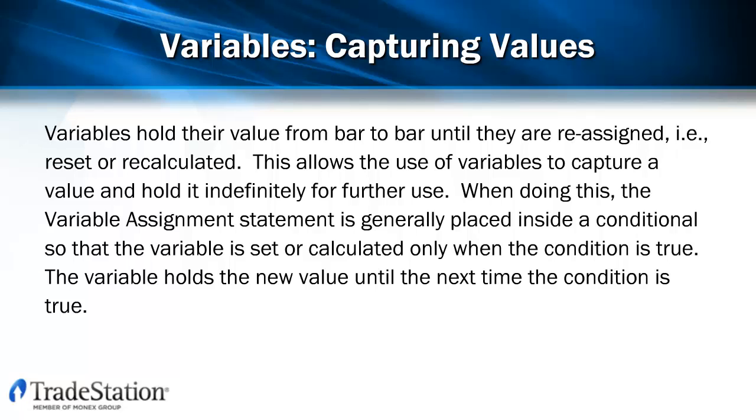But sometimes we want to use variables to capture values that happen sporadically throughout the chart. So for example, maybe there's an event in the chart, and when that event occurs, I want to capture a value from the bar. Let's say there's a double bottom pattern, and I've identified a way of looking at a double bottom pattern. In fact, I had a question from one of you regarding that, and I'll be answering that shortly.